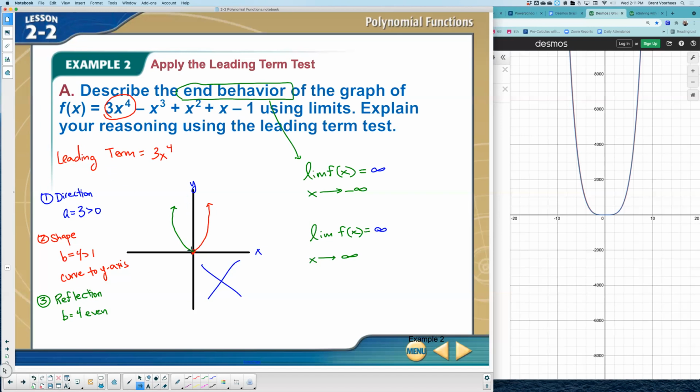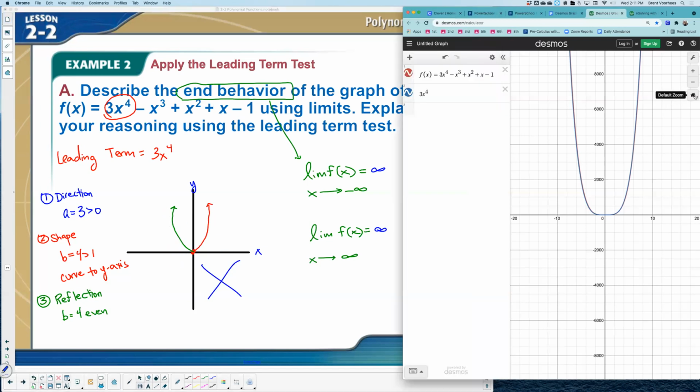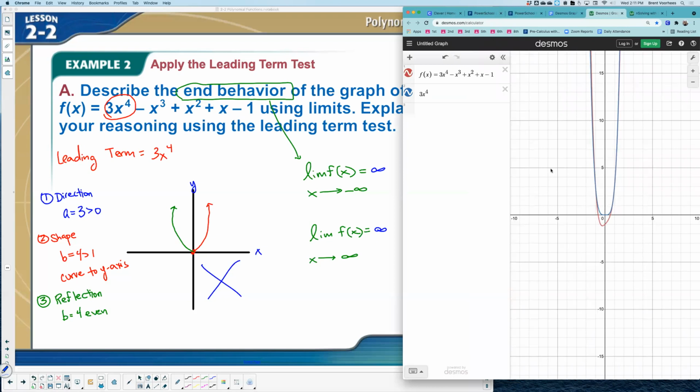We could get a high level view of what the graph would look like. Now, is that going to be the exact graph? No, when I zoom in, you realize that the exact graph had a little extra going on down there, shifted down and whatever else.